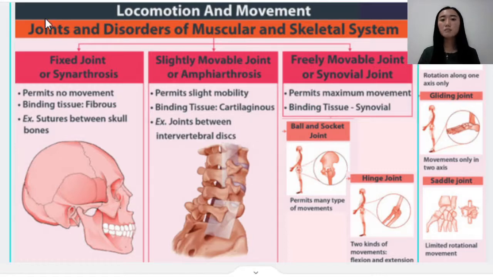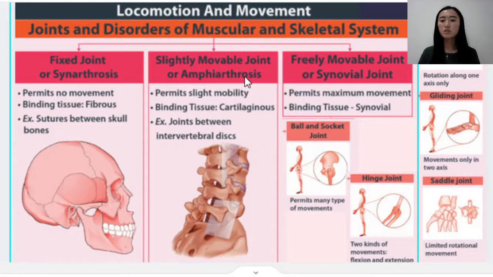There are 3 types of joints, which are fixed joint or synarthrosis, slightly movable joint or amphiarthrosis, and freely movable joint, also known as synovial joint. Fixed joint permits no movement and the binding tissue is fibrous. For example, fixed joints can be found in sutures between skull bones.